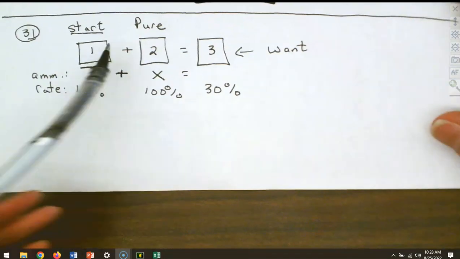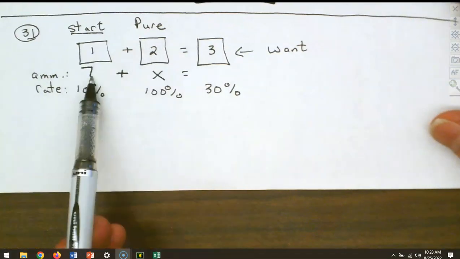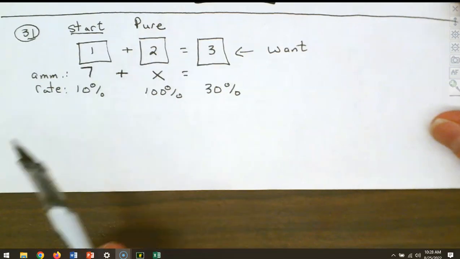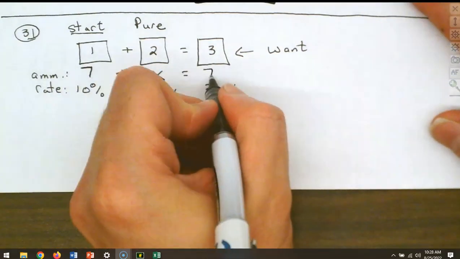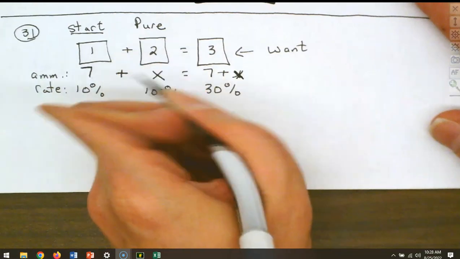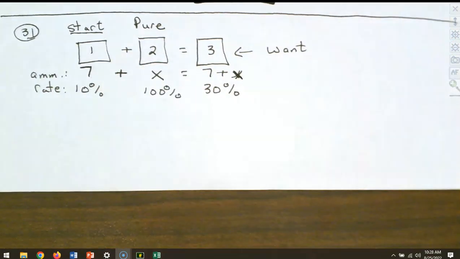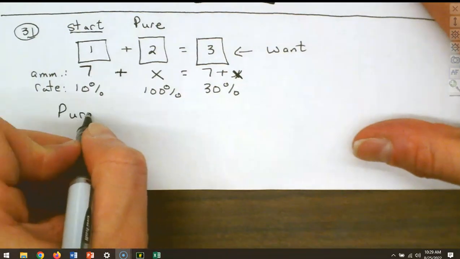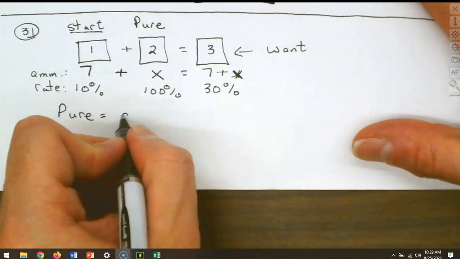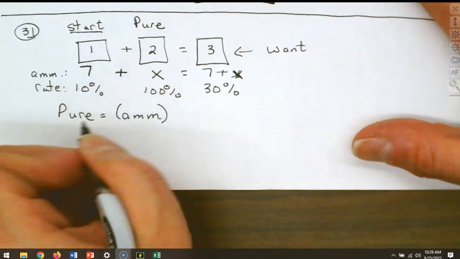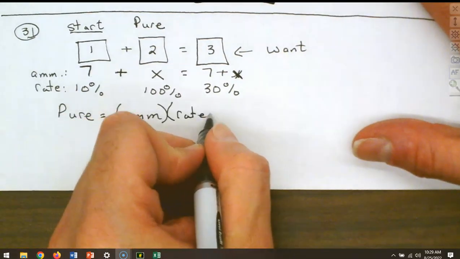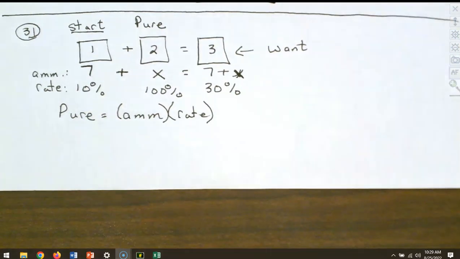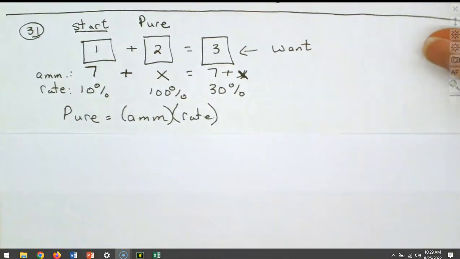Now, what I remember is 1 plus 2 is 3, so these amounts add across. 1 plus 2 is 3, so these go together, and that makes it 7 plus x here. Now, once we have this diagram, we can easily make our equation. And we're going to use the pure, just like the distance. Pure is the amount times the rate. Okay, so pure is the amount times the rate. We're going to build our equation from these boxes here.